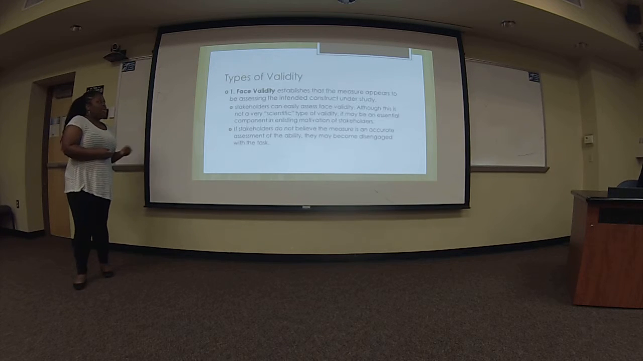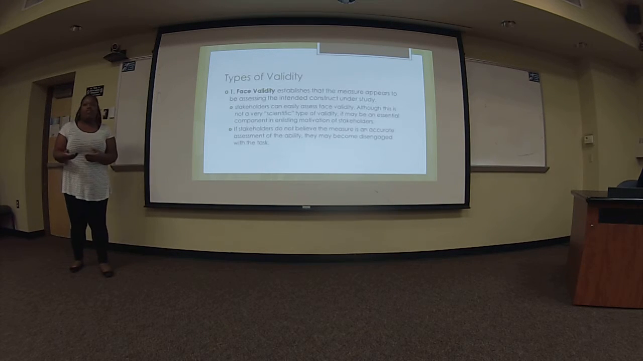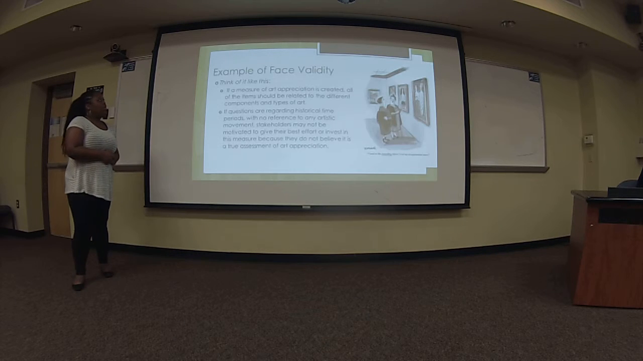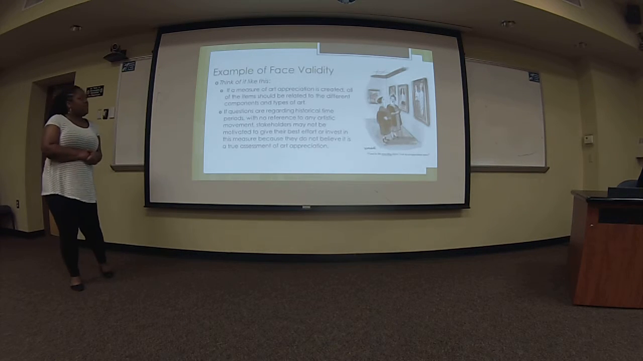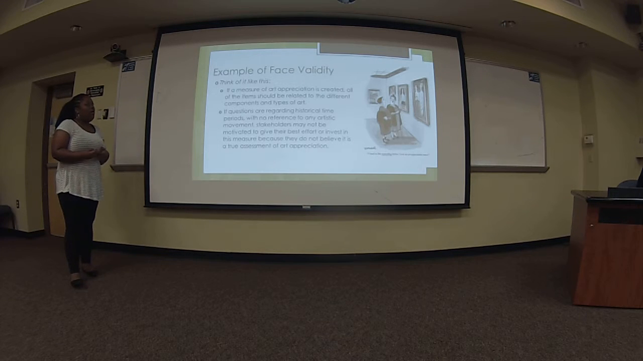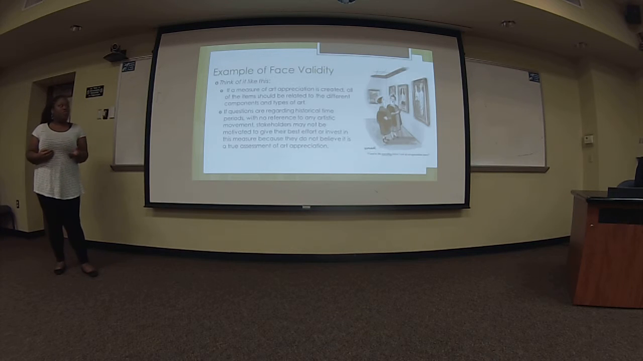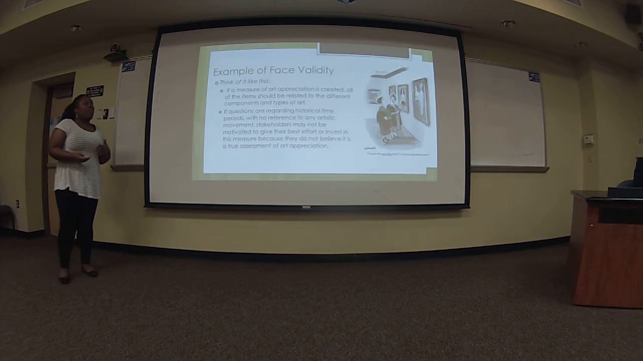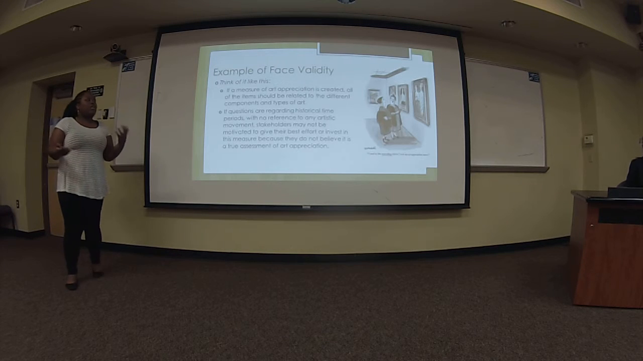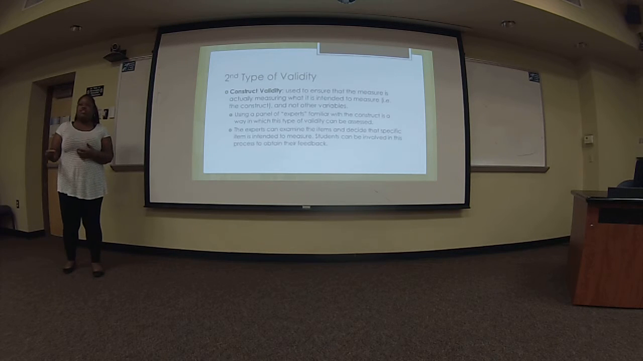And types of validity, you have face validity, which establishes that the measure appears to be assessing the intended construct under study. This is a little tricky to understand by definition, so I can explain it better with an example. So, think of it like this. If a measure of art appreciation is created, all the items should be related to the different components and types of art. There's no point in doing your job if you don't really care about it. So for our art lovers, when you're assessing something, it's really good to know that what you're assessing really matters.